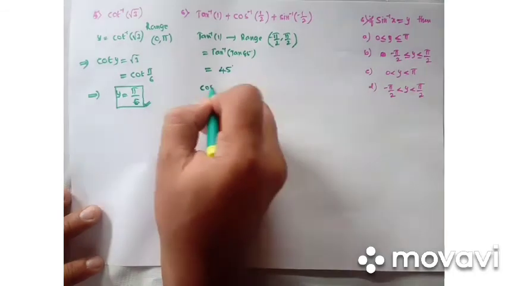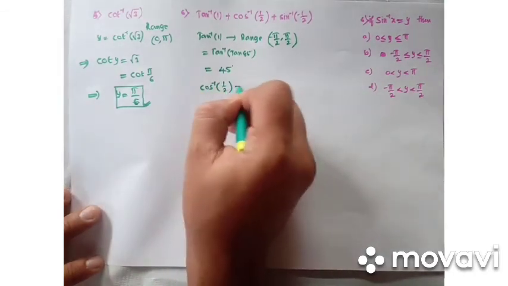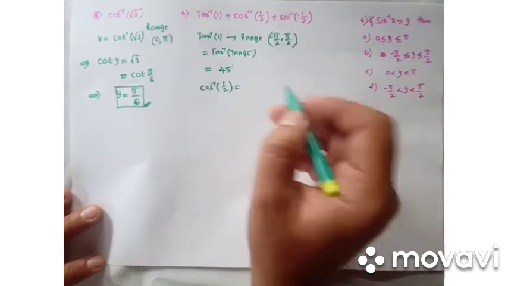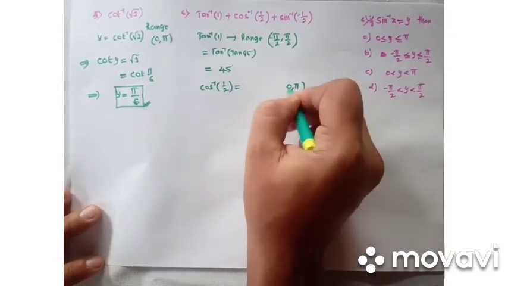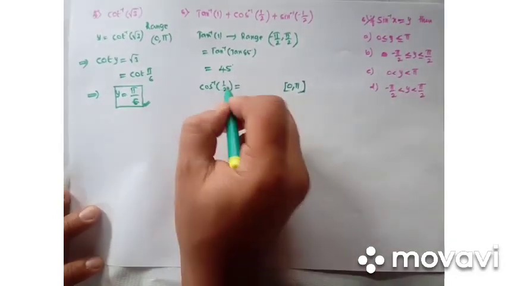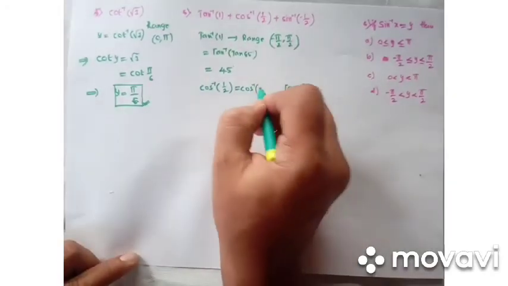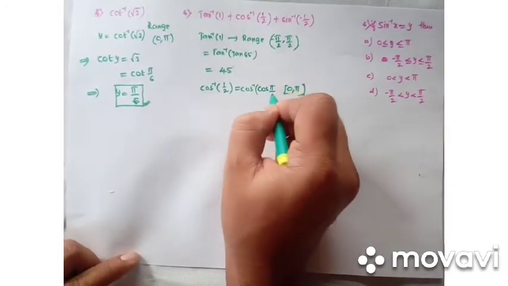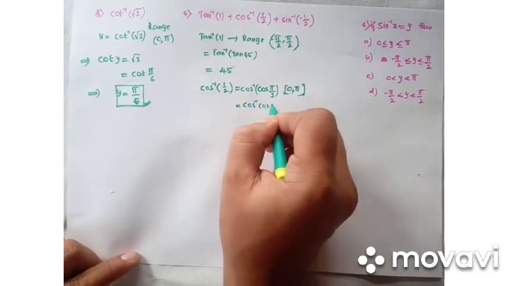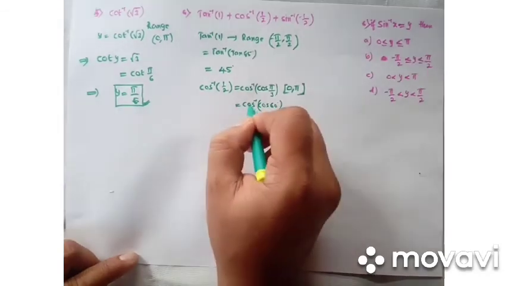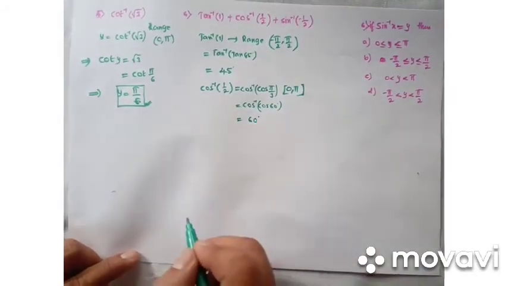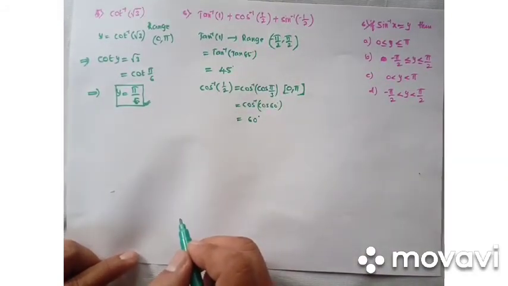And second, cos inverse of 1 by 2, and what is the range? What is the range of the cos? The range of the cos is 0 to pi. Then 1 by 2 can be taken as cos 60. 60 is nothing but pi by 3. Otherwise you directly write the same as usual, cos 60 degrees. Now cos inverse and cos both will cancel. Now it can be taken as 60 degrees here. The second value is coming as 60 degrees.